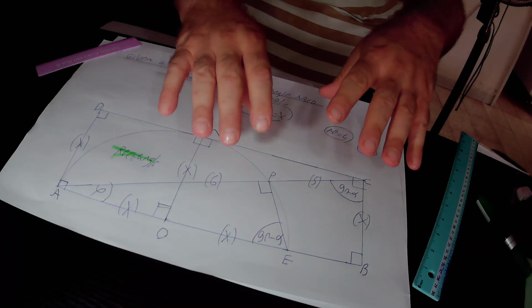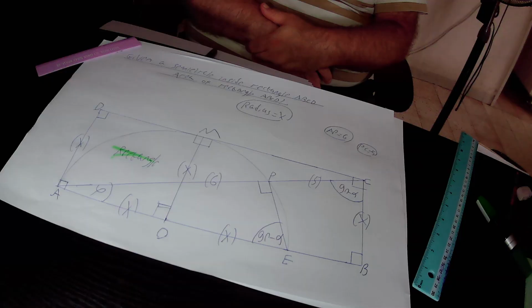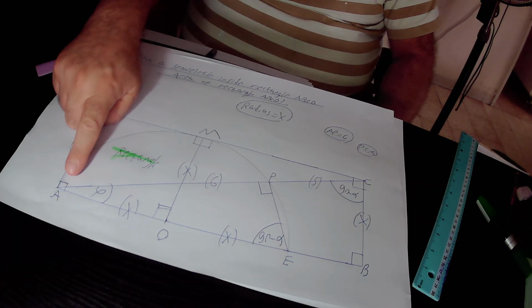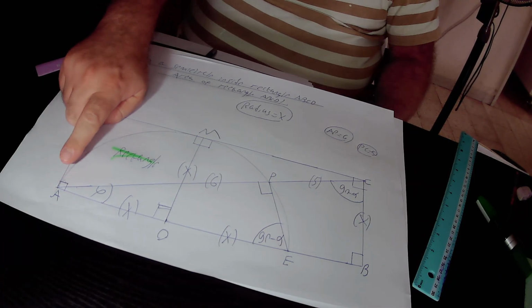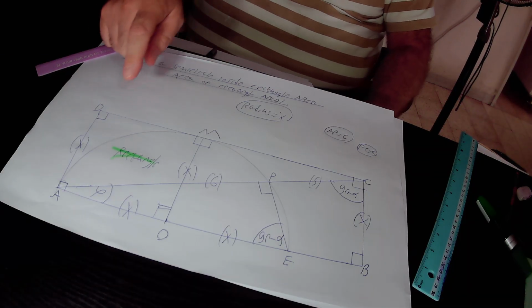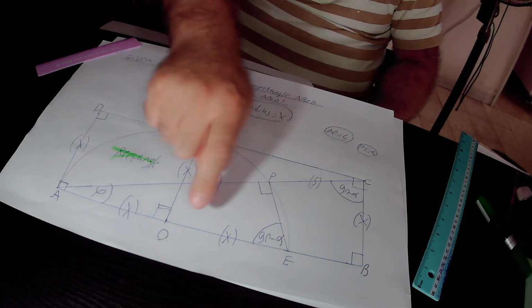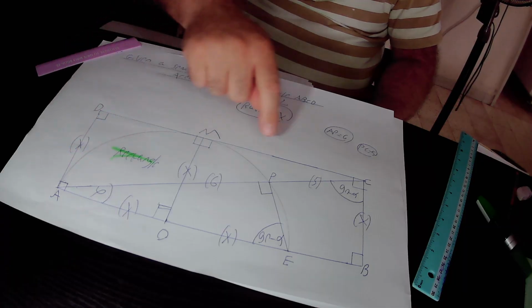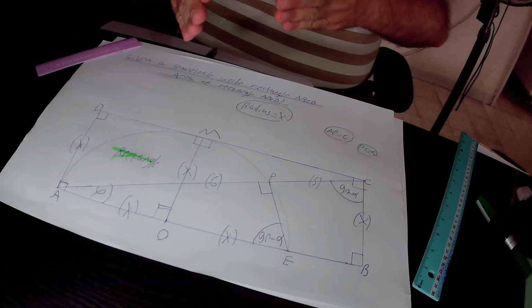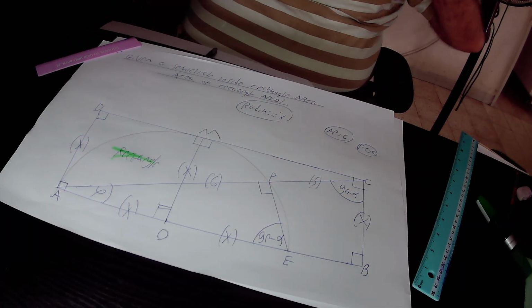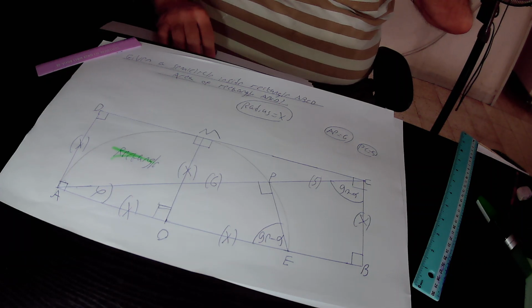So why are those two right triangles similar to each other? First of all, this is angle A, that is a common angle that belongs to both triangles. Angle A belongs to the small right triangle APE, and angle A also belongs to the big right triangle ABC. So you can write down that angle A equals itself as a common angle that belongs to both triangles.